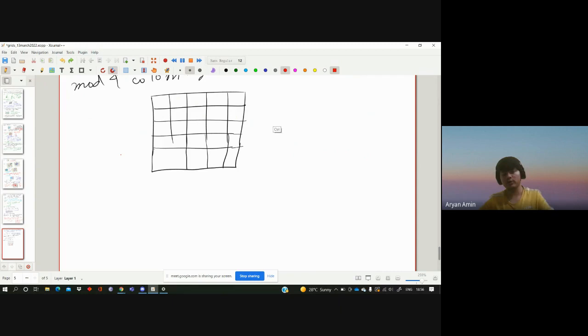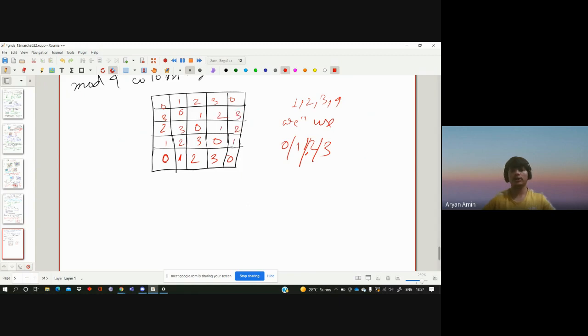So instead of using 1, 2, 3, 4, we will use 0, 1, 2, 3. It's the same thing, right? Because you just need to have 4 colors. In the 2 case, we had 2 colors, black and white. So now we'll have 4 colors, 0, 1, 2, 3. So you write 0 here, then 1, 2, 3, 0, and so on. Yeah, so this is the coloring.